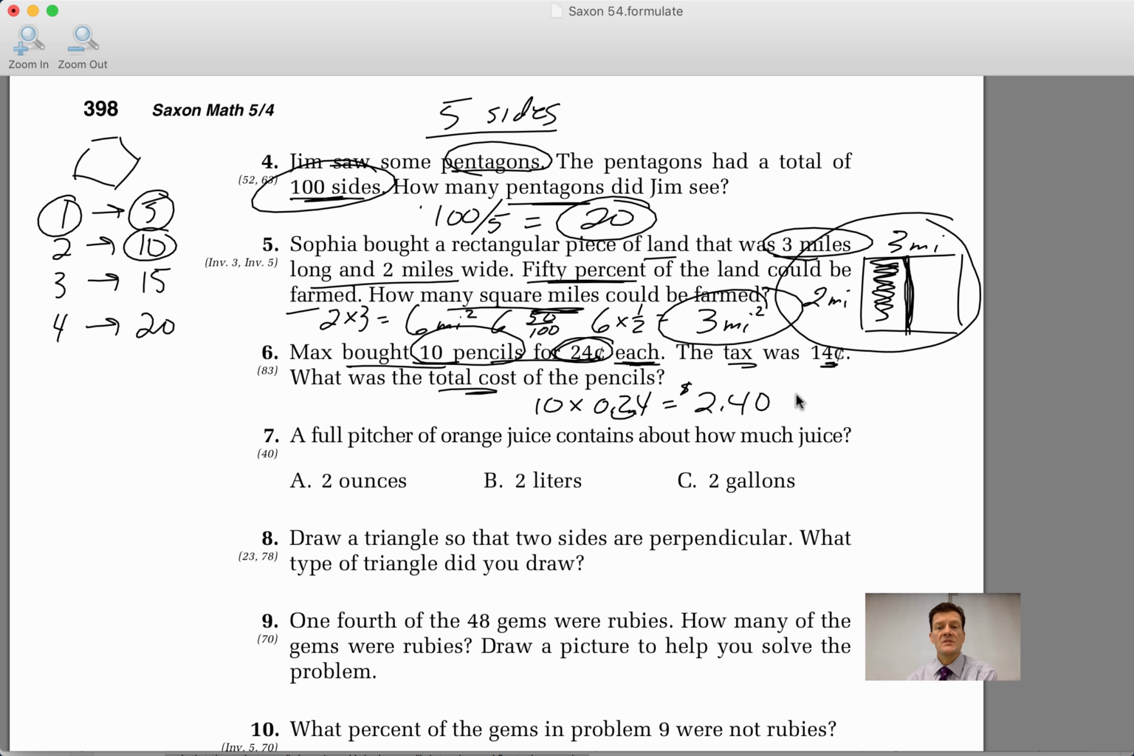And the tax is 14 cents. So we're going to take our $2.40 and add on 14 cents, and we're going to get $2.54. $2.54 is your final answer.